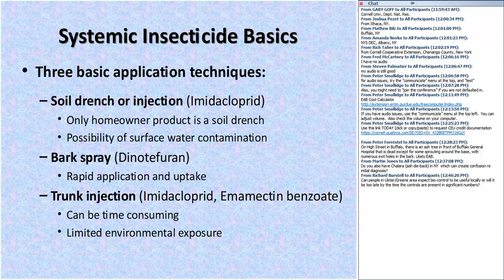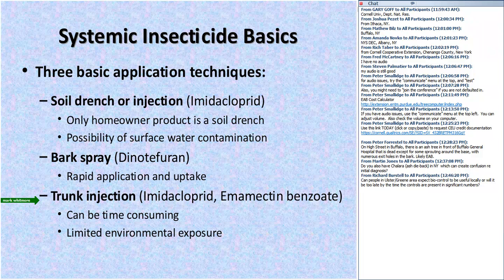I like to fish. The bark spray, dinotefuran, is available in New York now. It's a rapid application and uptake technique. I've talked to arborists in the Midwest, and for the toughest trees they've treated, they immediately go in with the bark spray of dinotefuran because it's so fast getting into the canopy or into the phloem, and then they do a trunk injection with emamectin benzoate.